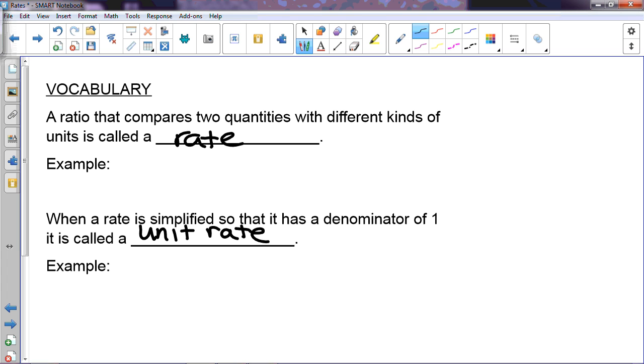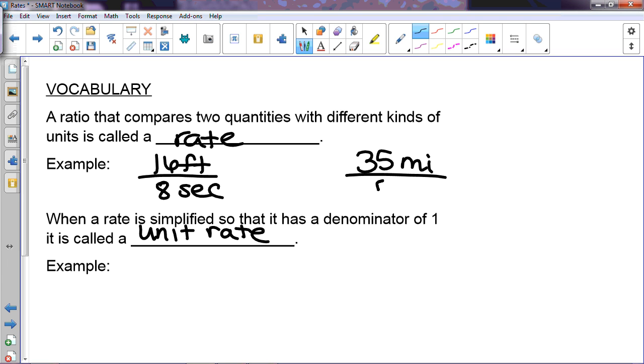To give you a few examples, say there's a remote control car that can travel at a rate of 16 feet in 8 seconds. That could be an example of a rate. Another example would be walking 35 miles in 7 hours.